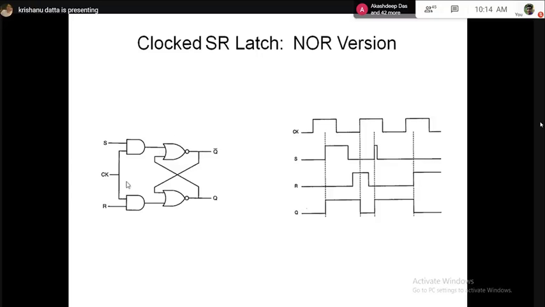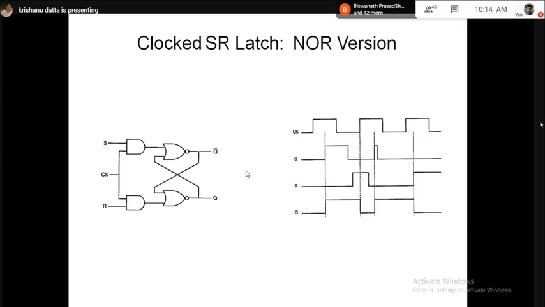But if clock equal to 0, then both AND gate outputs are 0, right? No matter what is the value of S and R. So 0, 0 means the output will hold the state. So this is called a clocked SR latch. I'm not going into the waveform detail right now. You can study it yourself.